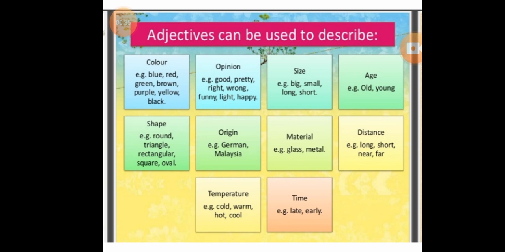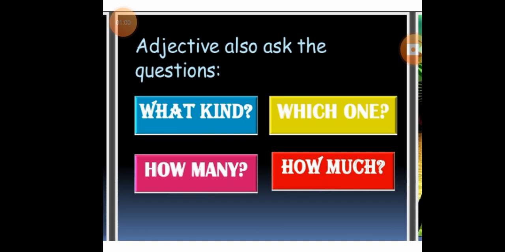Opinion: good, pretty, right, wrong, funny, happy. Size: big, small. Age: old, young. Shape: round, triangle. Origin: German. Material: glass. Distance: long, short. Temperature: cold, warm. Time: late, early. Adjectives also answer the questions what kind, which one, how many, how much.